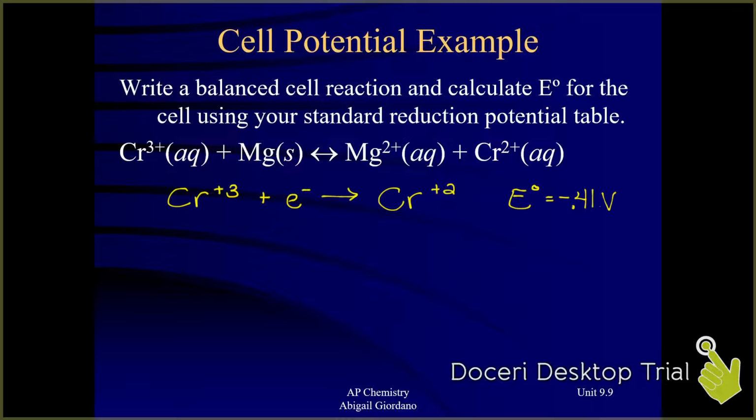Next, I'm going to find the other half reaction, the one that involves magnesium solid and magnesium ion. Again, it may not be in the order that it's written on the screen. That's okay, no big deal. I'm just going to write it exactly as I see it in my chart.